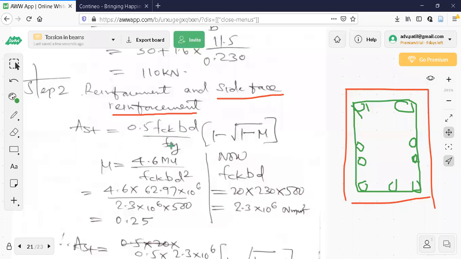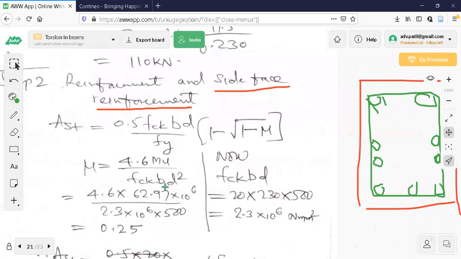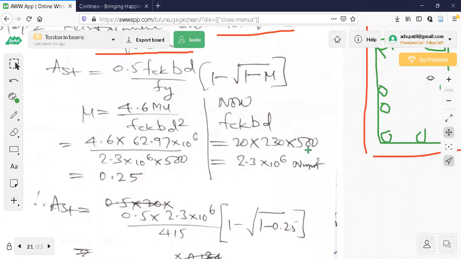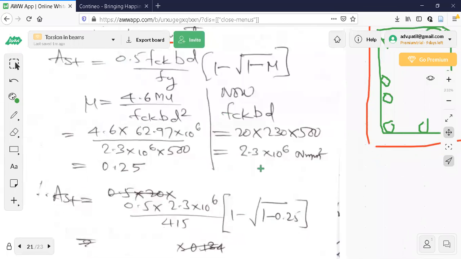AST is equal to 0.5 FCK BD by FY, times 1 minus square root of 1 minus mu, where mu is 4.6 MU by FCK BD square. Now observe how I have calculated this. After writing this formula, I will calculate FCK BD. I will start with FCK BD: 20, 230, 500. Effective cover to the tension steel is assumed as 50 mm, so 550 minus 50. So 230 FCK BD is a term I have calculated, 2.3 into 10 raised to 6.